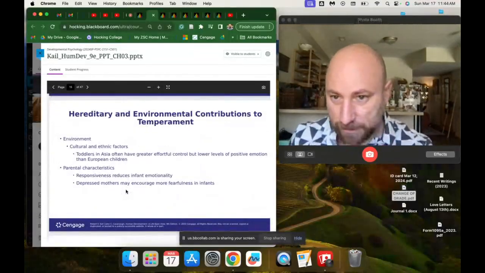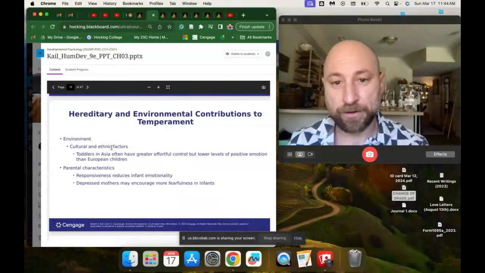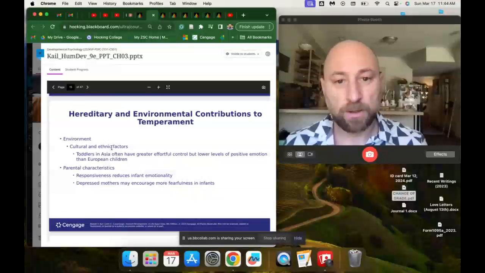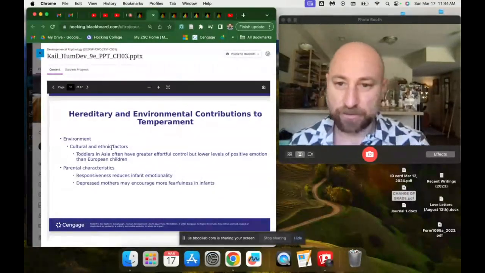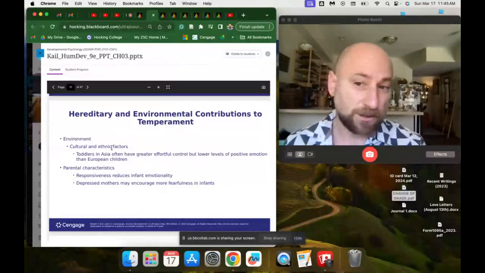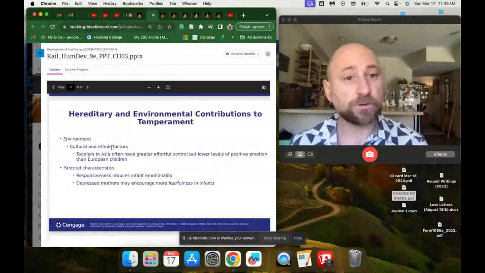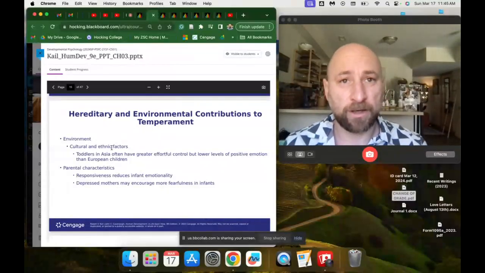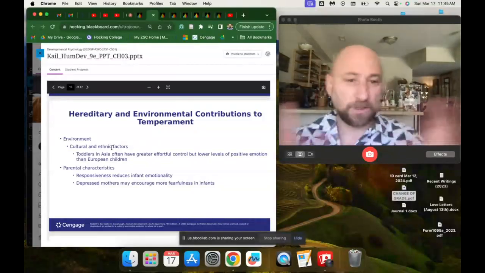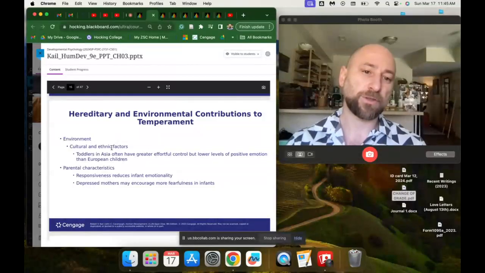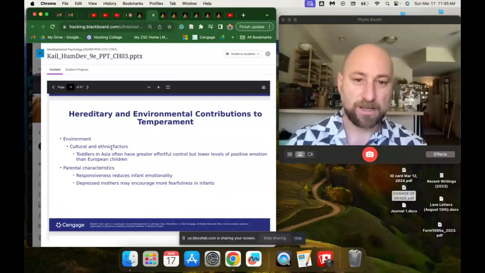Okay, hereditary and environmental conditions, cultural and ethnic factors. Toddlers in Asia have greater effortful control, but lower levels of positive emotion than European children. Absolutely fascinating how there can be such a dramatic difference at such a young age, and really fascinating to think about these two cultures, both great in their own rights. And of course, we're glossing over it, there are a lot of different cultures within East and West, but these cultures did evolve very differently, with very different cultural and religious traditions.